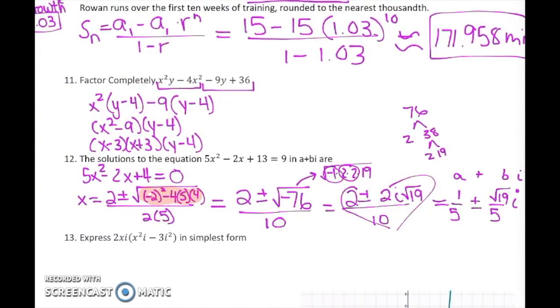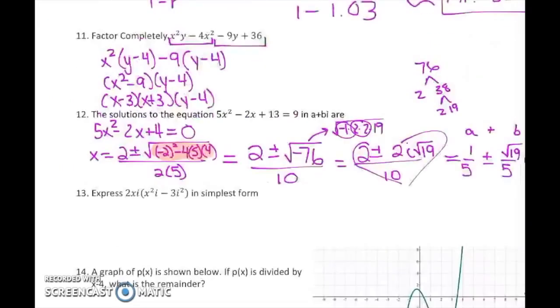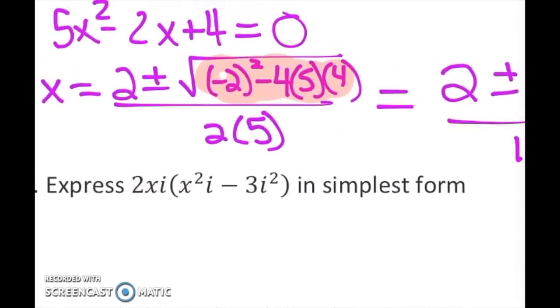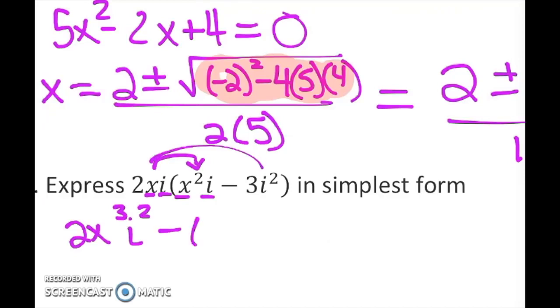Okay, next one, 13. Express this in simplest form. So notice there's x's and i's. You cannot just throw this in your calculator, so we need to actually do the algebra out. So I'm distributing this out. So multiply, add your exponents if your bases are the same. So 2, x to the first times x squared is x cubed. i times i is i squared. Minus 2 times 3 is 6, x i cubed.